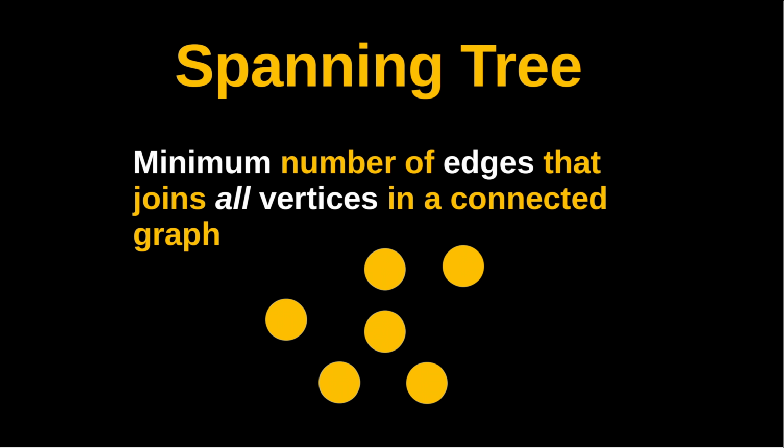For example, in this set of vertices, this will be a spanning tree. This is also another spanning tree, and this one is not a spanning tree because we can delete this edge and then all the vertices are still connected.